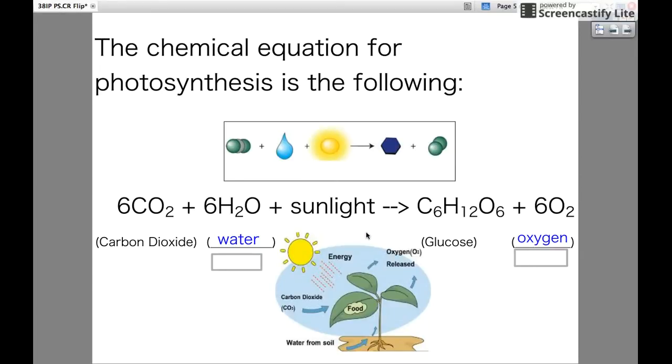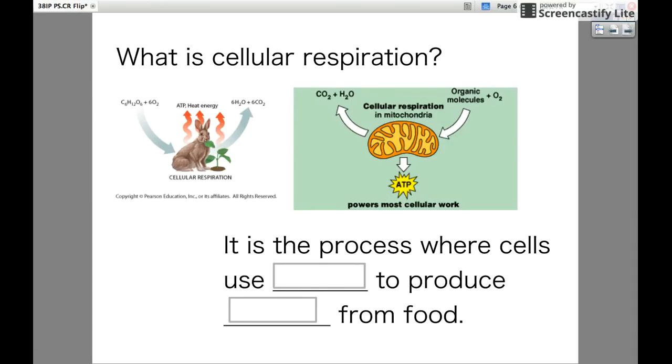Okay, the stuff over here on the left side of the arrow, those are considered reactants. That's what's needed to make the reaction happen. Over on the right-hand side, these are called products. That's what you get from the reaction. So that should be it for photosynthesis. Moving on now to cellular respiration.